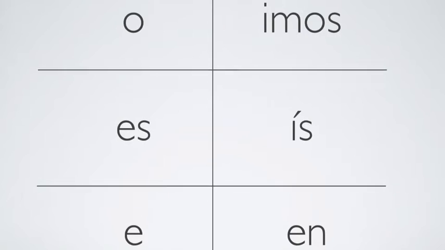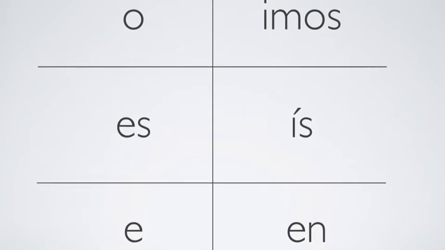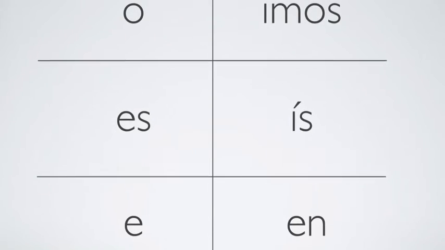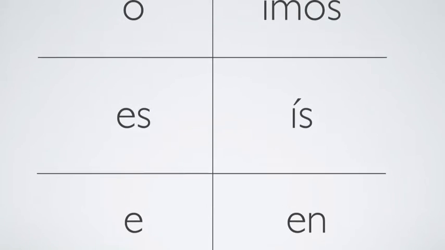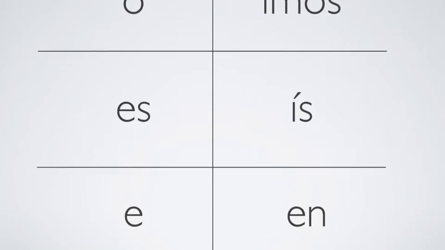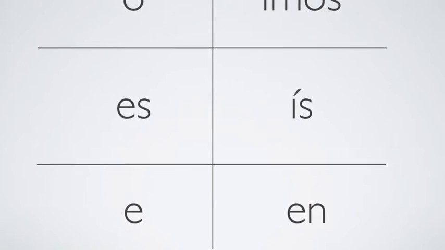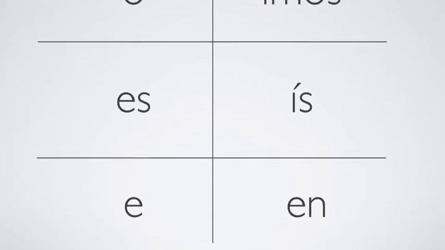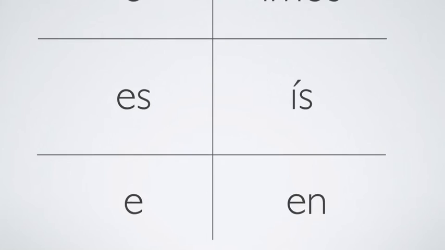In the vosotros, vosotras form, the e, i, with an accent mark, s, is changed to just an i with an accent mark followed by an s. Note that another way of describing an accent mark is with con acento.